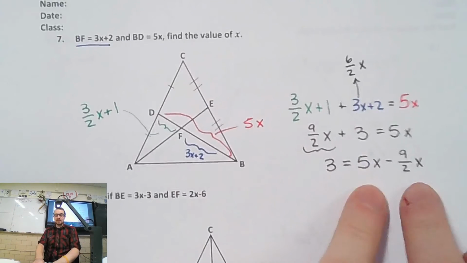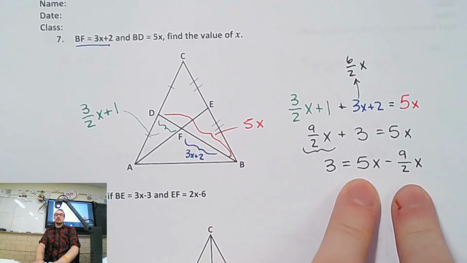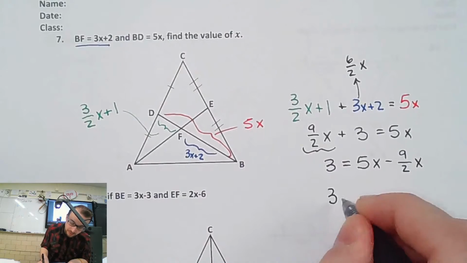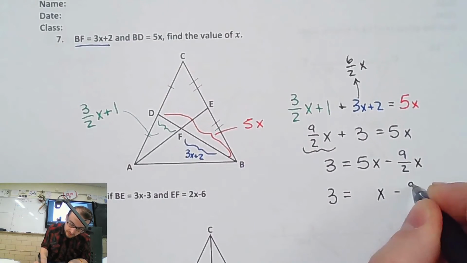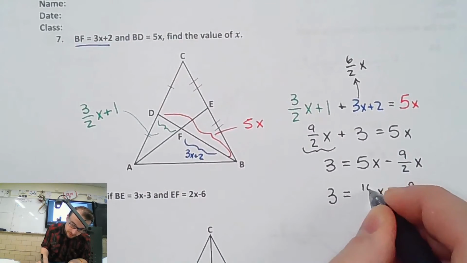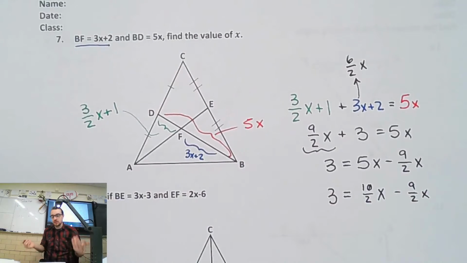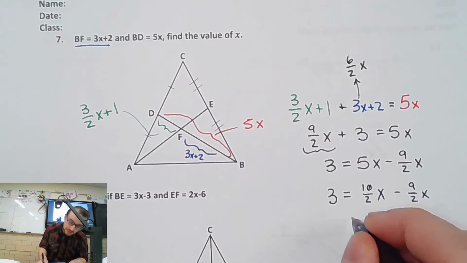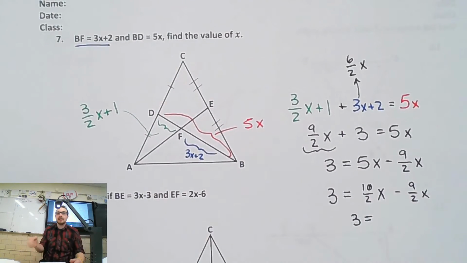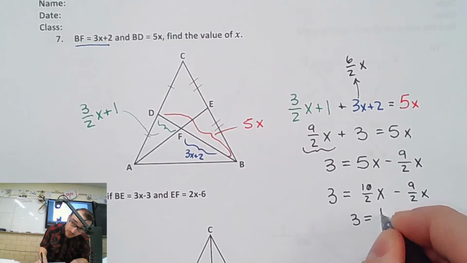Now, I can't combine those because they don't have common denominators, right? So we need to think, how many halves are in the number 5? 10 halves, right? Because 10 divided by 2 is 5. It's just how you think about it. Makes it a lot easier. So if I've got 10 halves and I subtract 9 halves, how many halves do I end up with? 1/2, right?